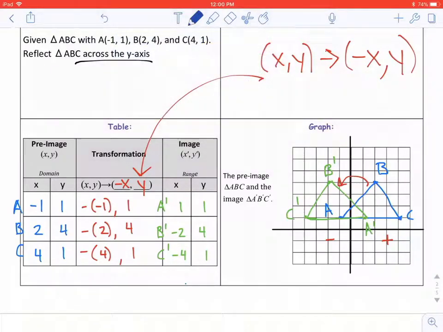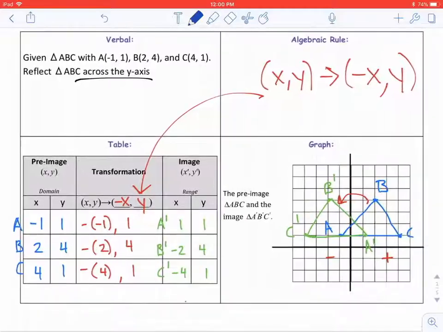So like we've been looking at with this unit, our verbal description helped us to write out our algebraic rule, which we then used for our table, and then we put it on a graph, and we're able to connect all of these parts and pieces together. Alright, so that's it for example 1.